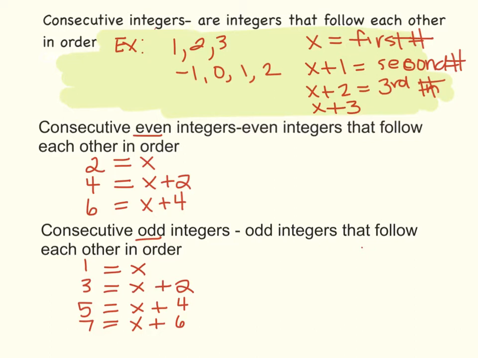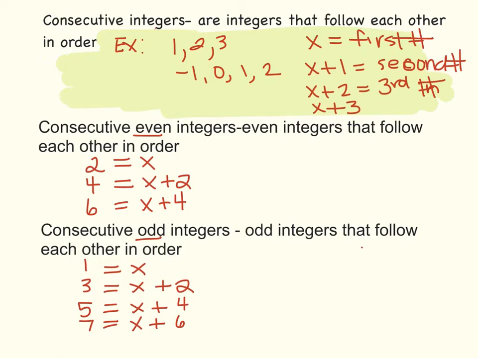The difference between an even and odd number is 2. So the difference between 7 and 5 is 2. The difference between 5 and 3 is 2. The difference between 3 and 1 is 2. Same thing here. The difference here is 2 and here is 2. That's why we just keep on adding 2 when we're looking at consecutive odd or consecutive even.